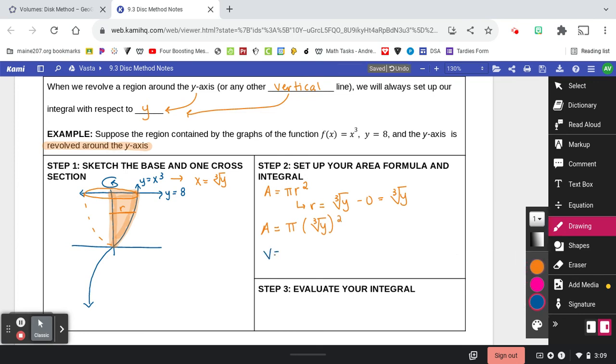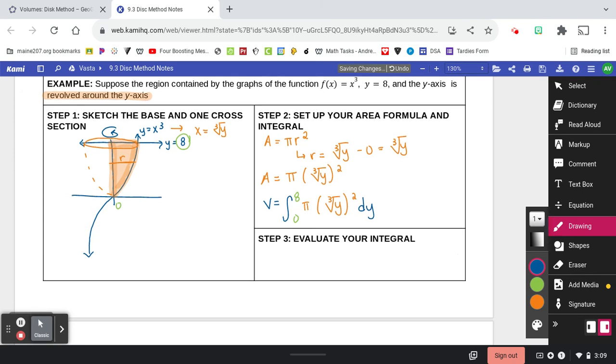Now, my volume is going to be the integral from my lowest y value, which is 0, to my highest y value, which is 8, of pi times the cube root of y squared dy. And then I would do the antiderivative, plug in my numbers, and simplify my answer. When I do all of that work, I should get 96 over 5 pi. And you can feel free, of course, to type that into your calculator and make sure that's what you get.